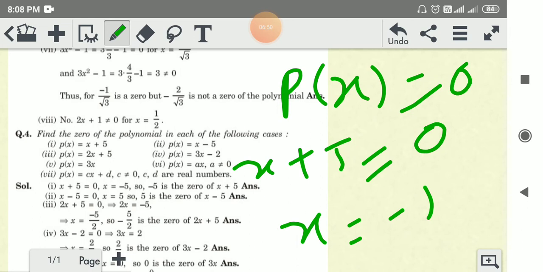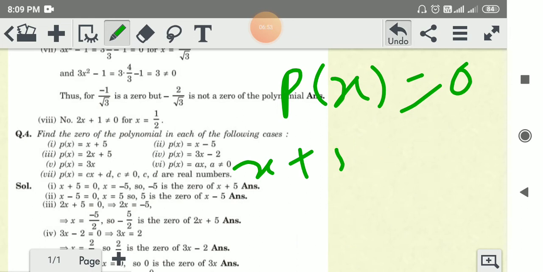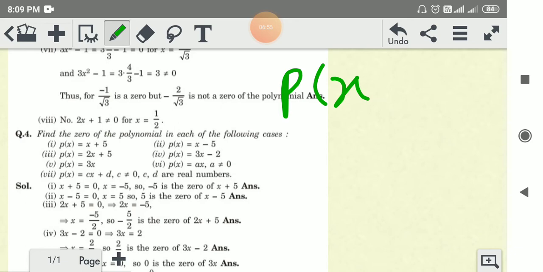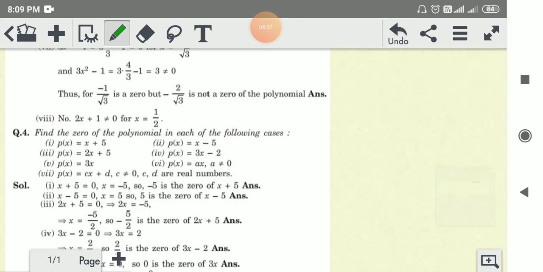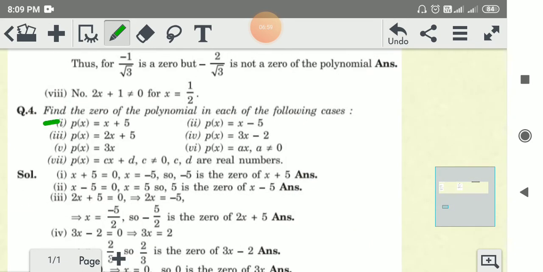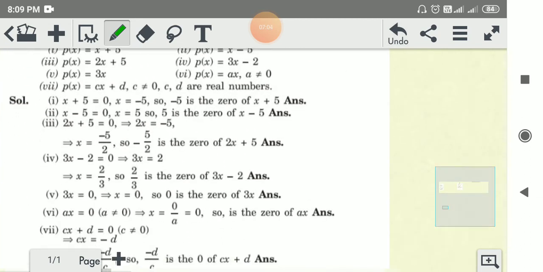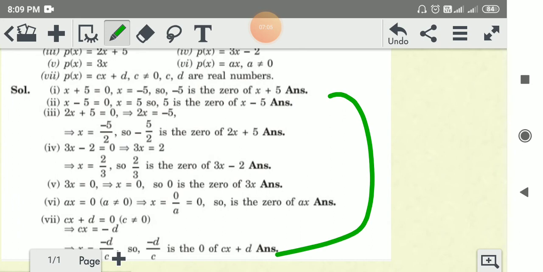Okay. I think you can solve all the questions simply. In this question, zero means the values of x. Okay, so the remaining questions are your homework. If you have any doubts, please see these answers.